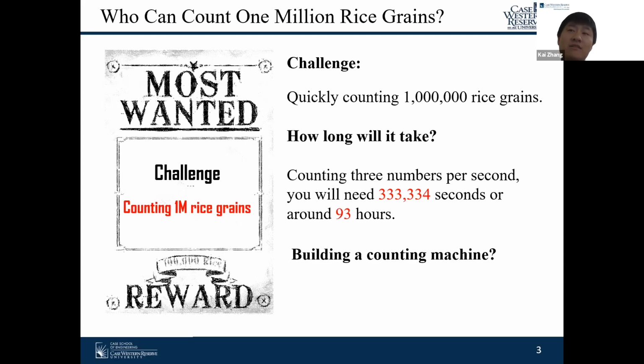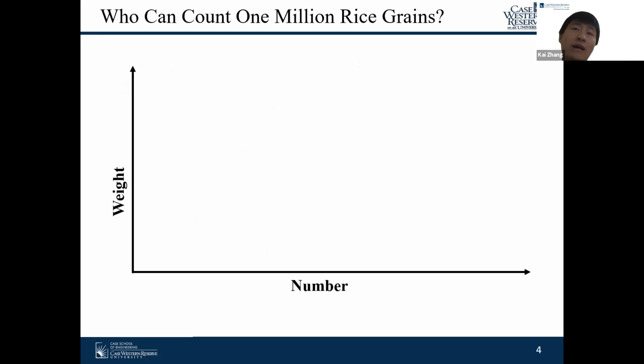And you may think, what about building a counting machine? It definitely works, but its cost will be very high, right? And you may think about hiring a lot of people to do this. It is still not cost effective. And in environmental research, we have a simple way to finish this task. We can try to build a relationship between the weight of rice and the number of rice.